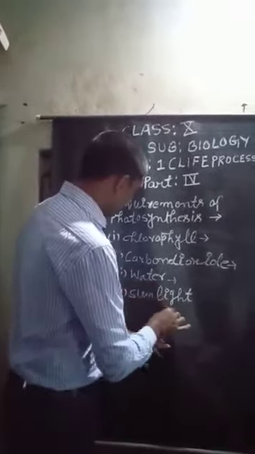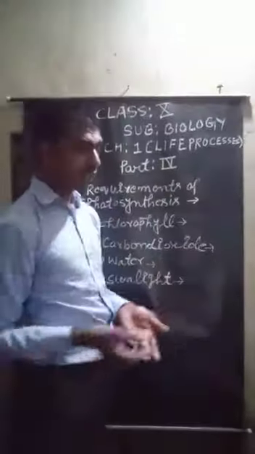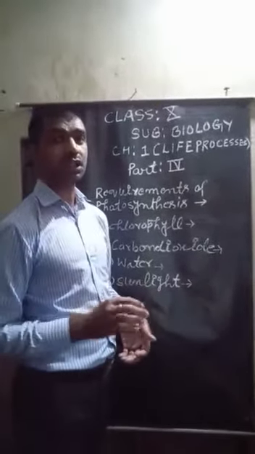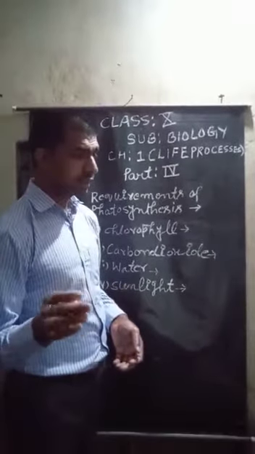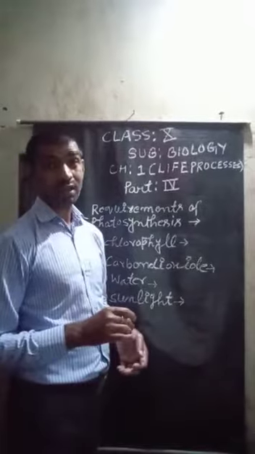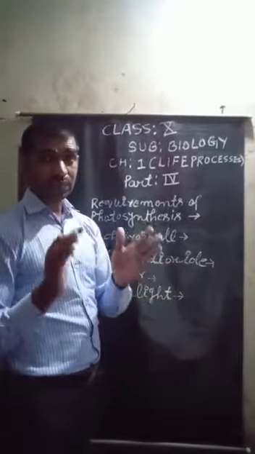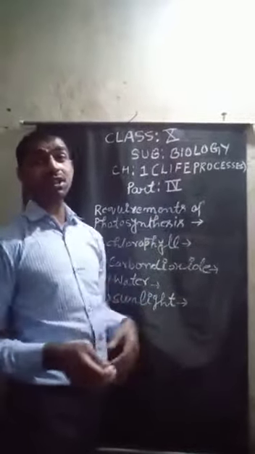So finally, I am going to discuss sunlight. What about sunlight? Sunlight is the most important component of photosynthesis. Plants receive sunlight from solar radiation in the daytime, not at night. In the daytime, plants absorb solar radiation, the radiant energy that comes from the sun.